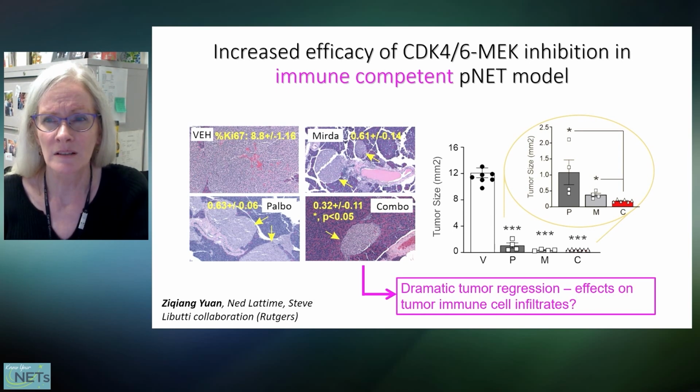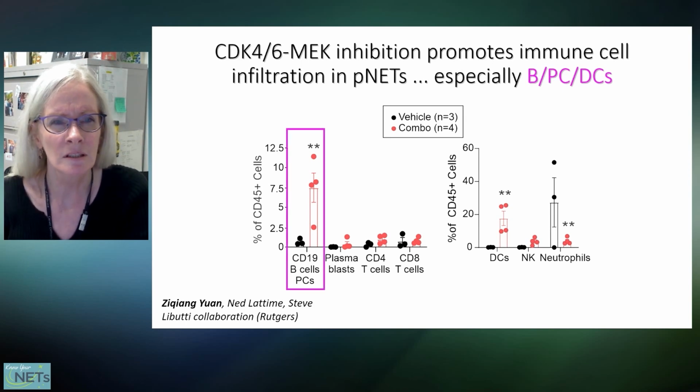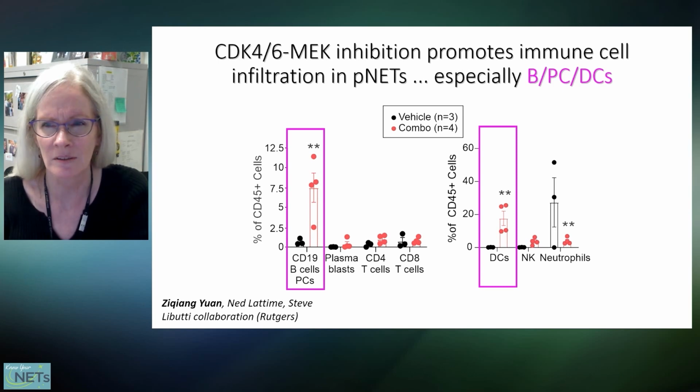Now, this robust level of tumor regression suggests that we actually had induction of anti-tumor immunity. Therefore, we quantified the tumor-infiltrating immune cells in the vehicle control versus the combination-treated tumors. And we found that there was a significant increase in the levels of B cells and plasma cells in the combination-treated tumors, as well as antigen-presenting dendritic cells.